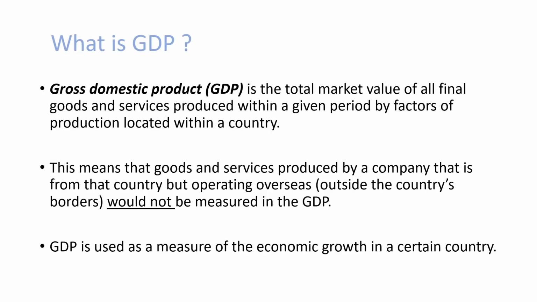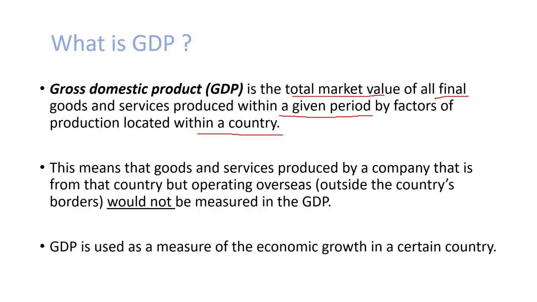Now, what is GDP? GDP stands for Gross Domestic Product and is defined as the total market value of all final goods and services produced within a given period of time by factors of production located within a country. Now, the key words here are final goods and services. Some people produce goods like, let's say, cars or clothes. Others produce services like doctors or hairdressers. Okay, so if you add up the value of these finished goods and services, you will get your gross domestic product.